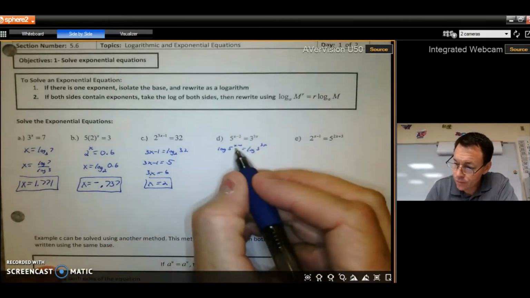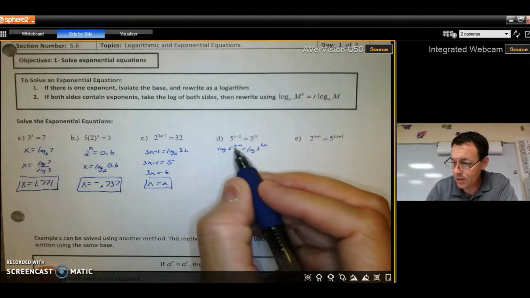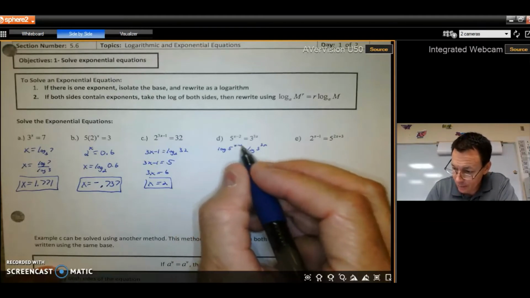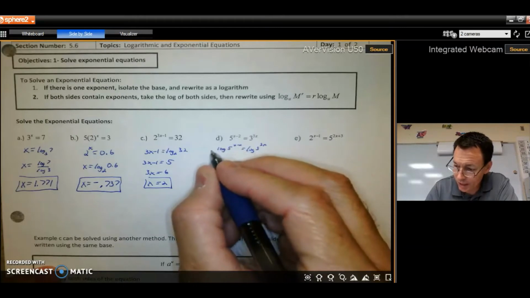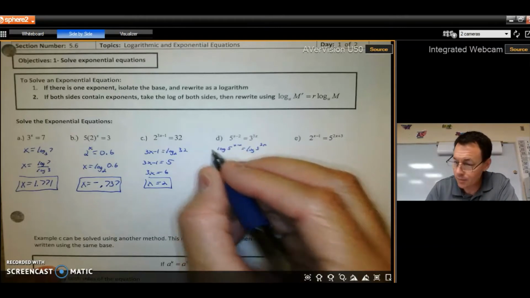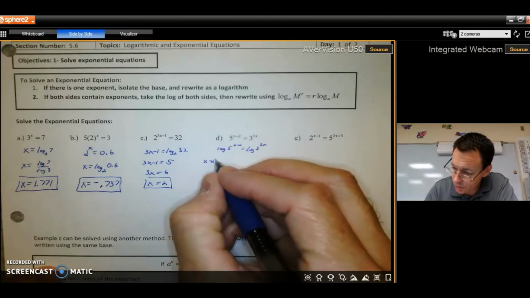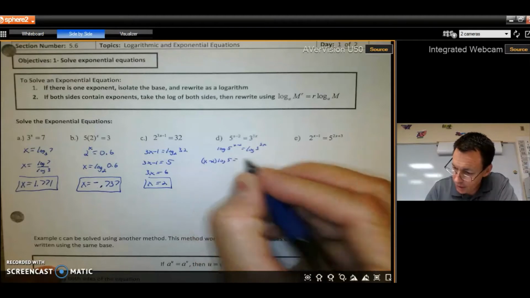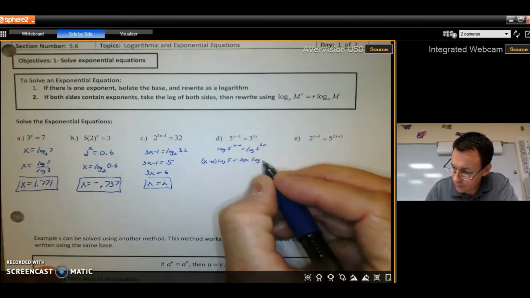So we're going to use that rule that says the log of a base to a power equals the product of that power and the log. So we're going to take this x minus 2 and we're going to bring it out front. We did this the last section. So x minus 2 log of 5 equals, and then the same thing here, 3x log of 3.